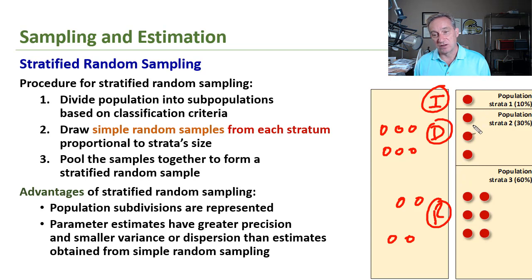And then, in this case, you can see we still have a random sample of 10, but where we've indiscriminately sampled from the entire population, here we've enforced that there is some proportionality in our sample, but we still have a sample of 10. We pull those back together. The advantages are the population subdivisions are represented, and parameter estimates have greater precision and smaller variance or dispersion than estimates obtained from simple random sampling.